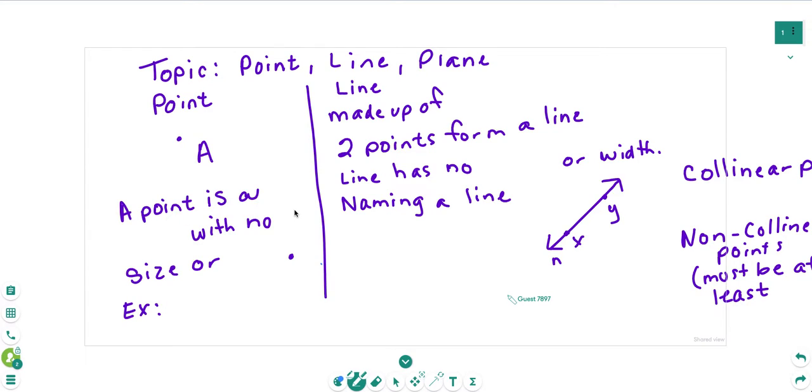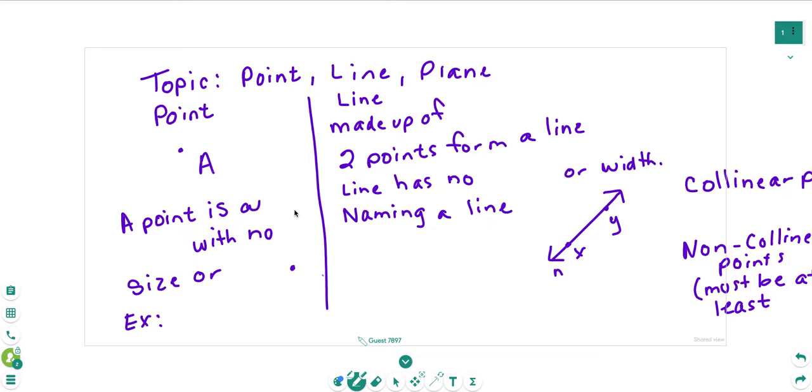A point is a location with no size or shape. You're always going to use a capital letter to name a point, and you're going to label it point A if you have to write it out.